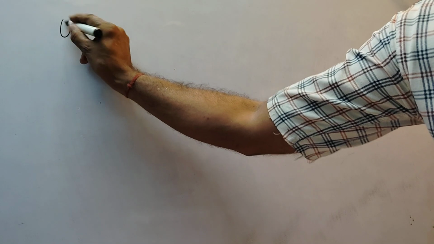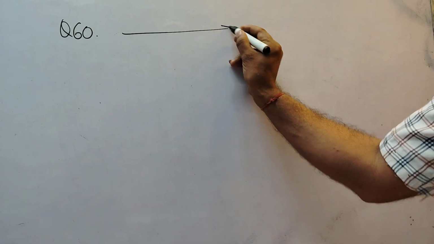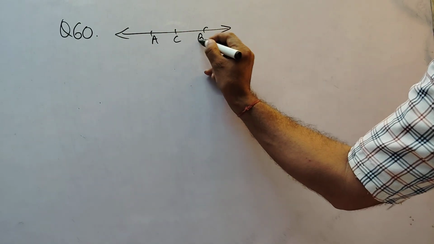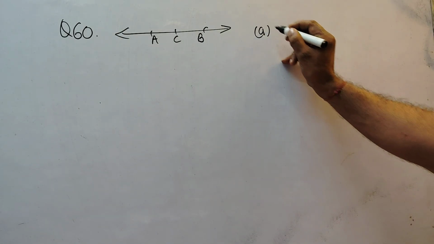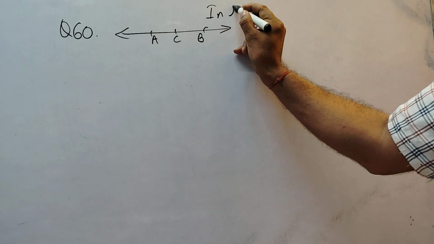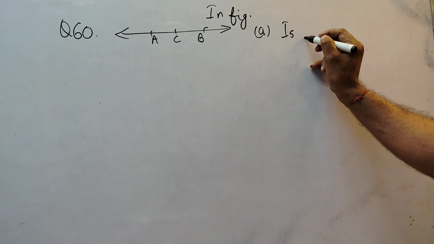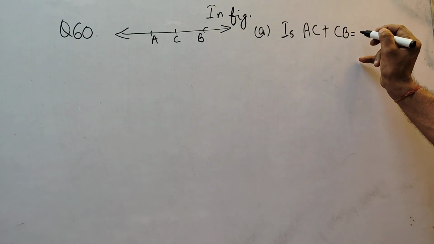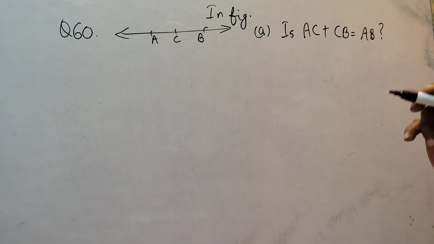Next one is question number 60. The question is related to line segments. Here is ACB. In the figure, the first part is: is AC plus CB equal to AB?